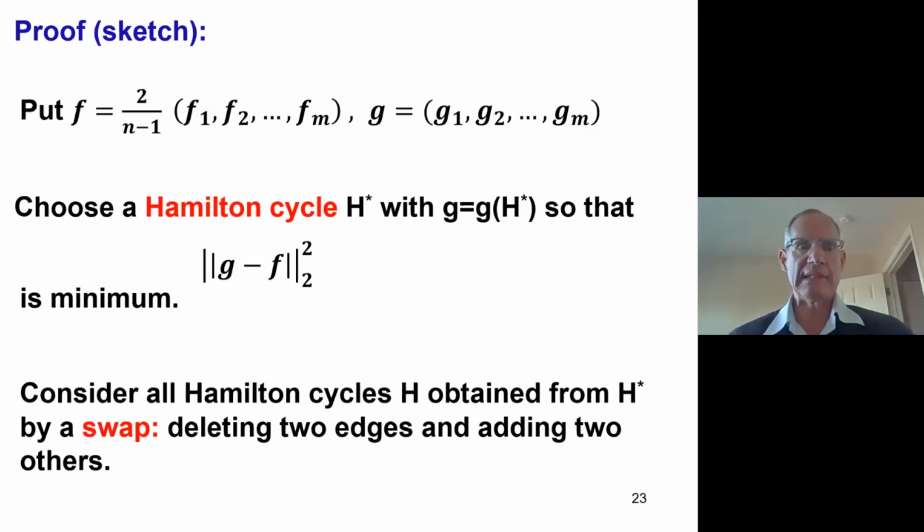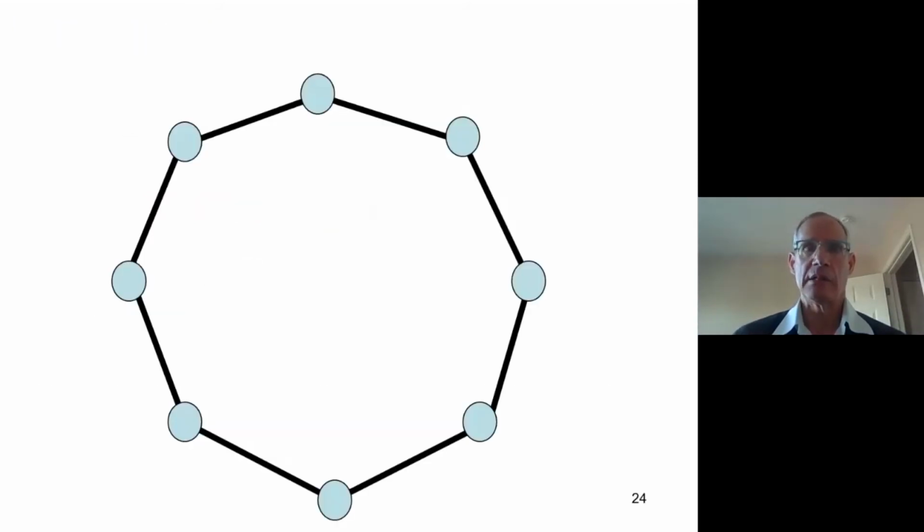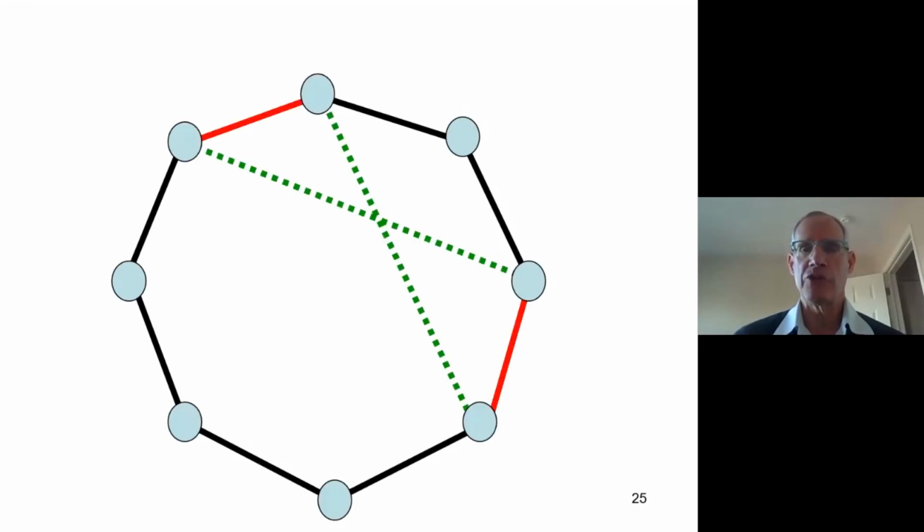So what we do is consider all the Hamilton cycles H that can be obtained from H star by a single swap. What is a swap? We delete 2 edges and we add 2 edges and we keep it a Hamilton cycle. Here is an animation showing it. We delete the 2 red edges and replace them by the 2 dashed edges, and we get another Hamilton cycle. And we can do it in all the possible, maybe n times (n minus 3), ways, I guess.